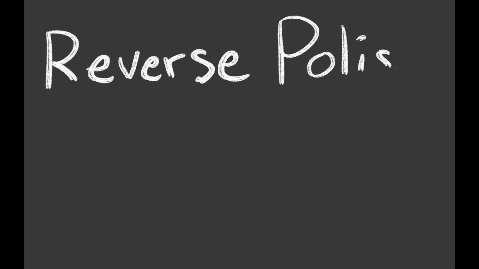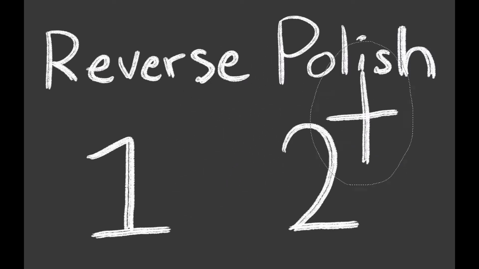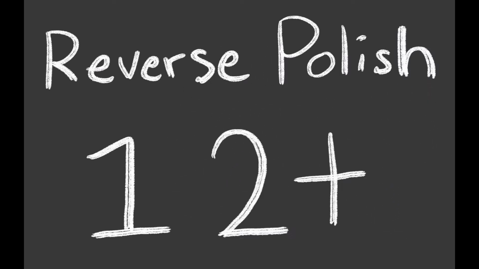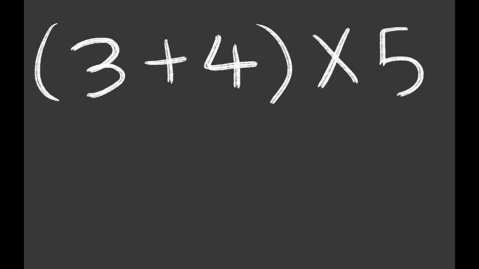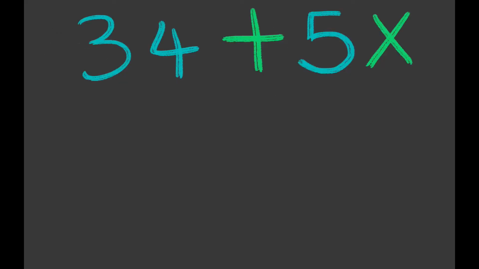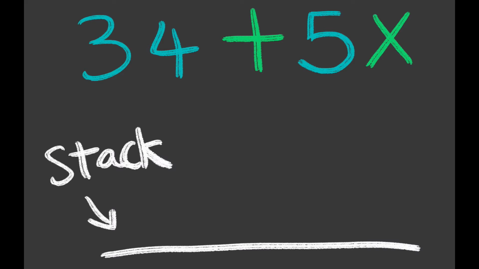Welcome to the second compilers challenge. In the last challenge, we covered the reverse Polish notation, where arithmetic operators go after their operand. For example, the compound operation 3 plus 4 in parentheses times 5 would instead be written 3, 4 plus 5 times. We saw how we can implement a stack-based machine to evaluate arithmetic operations written this way.